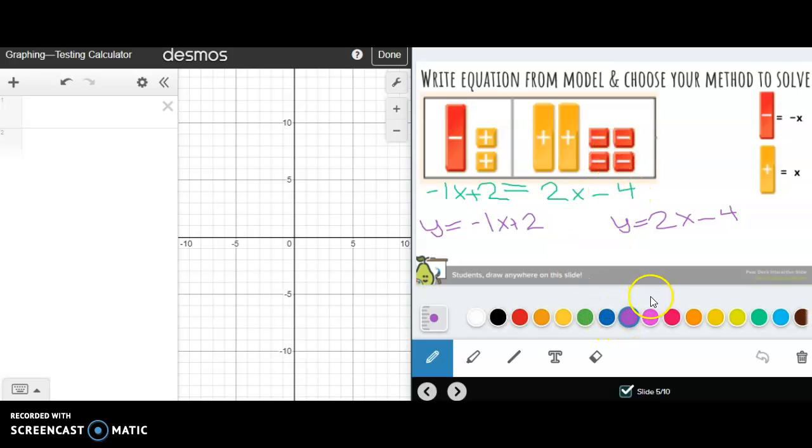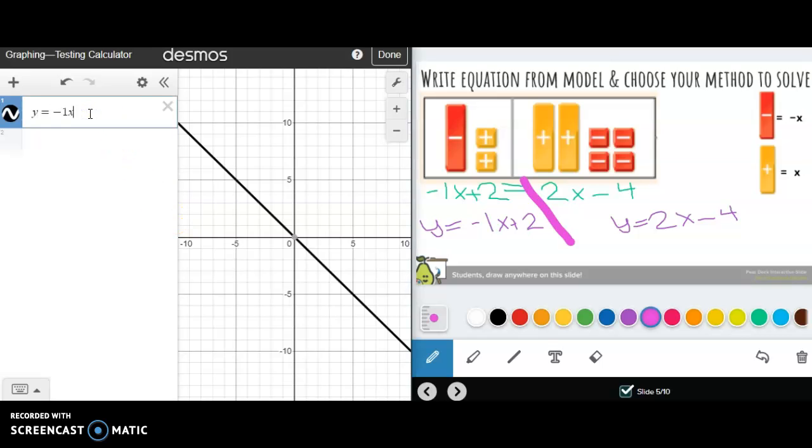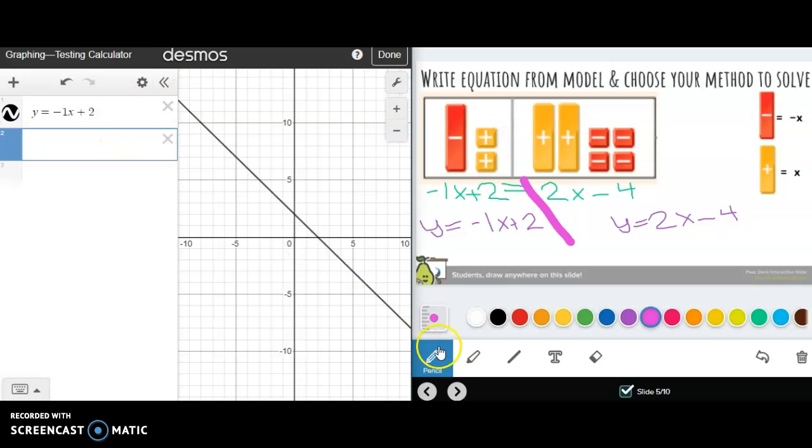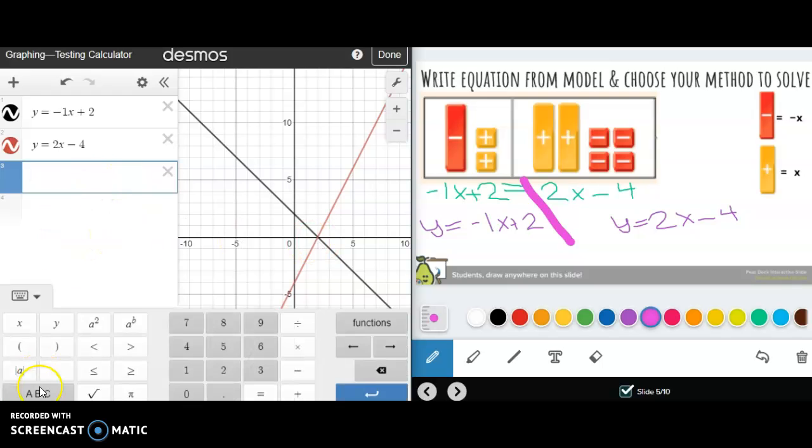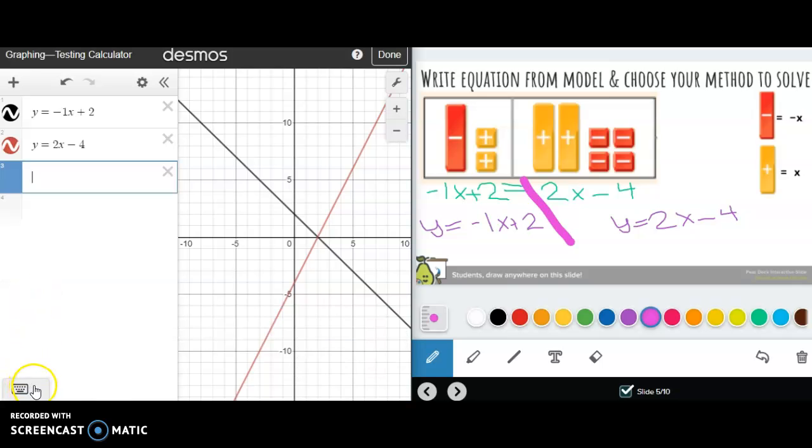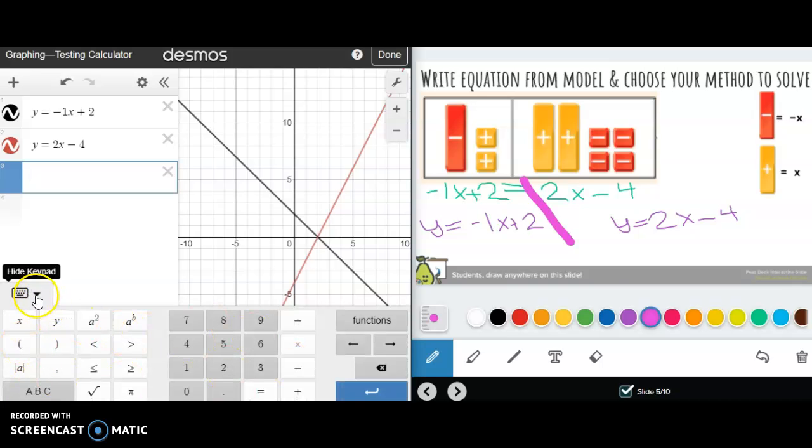If I separate those into a left side and a right side, I'm going to graph each one separately. So I'm going to say y equals negative 1x plus 2, and I'm going to hit enter, so one line pops up. I'm going to graph the right-hand side, y equals 2x minus 4. I'm going to hit enter. And guys, I'm typing on my keyboard, but if you don't have a keyboard, remember the keypad is located down here at the bottom left. So it pops up what you need.